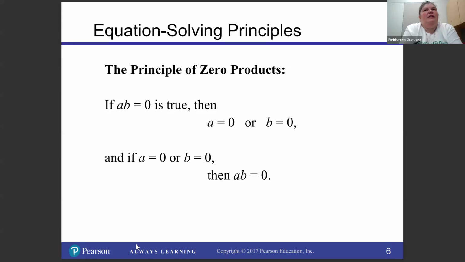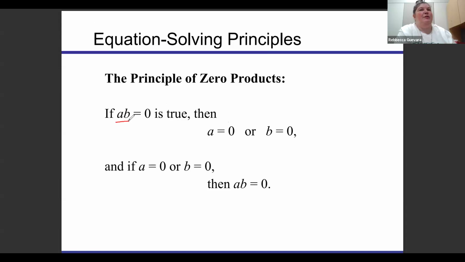So the principle of zero products. This is a pretty easy one. Basically, all this is saying is that if we have two numbers multiplied together and they result in a 0, so their product is 0, then at least one of them or both of them have to be 0. Also, if one of them is 0 and we multiply them, that means the product has to be 0. So what this is really saying is I have two things multiplied together and they equal 0. One of those two things itself has to equal 0.